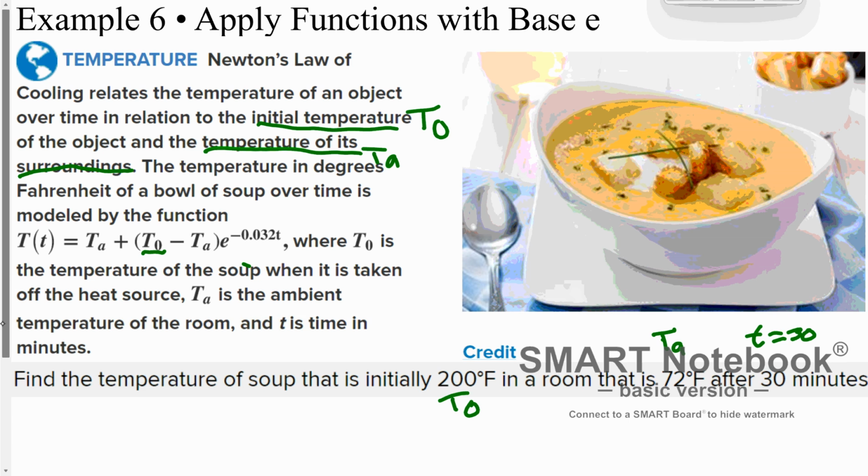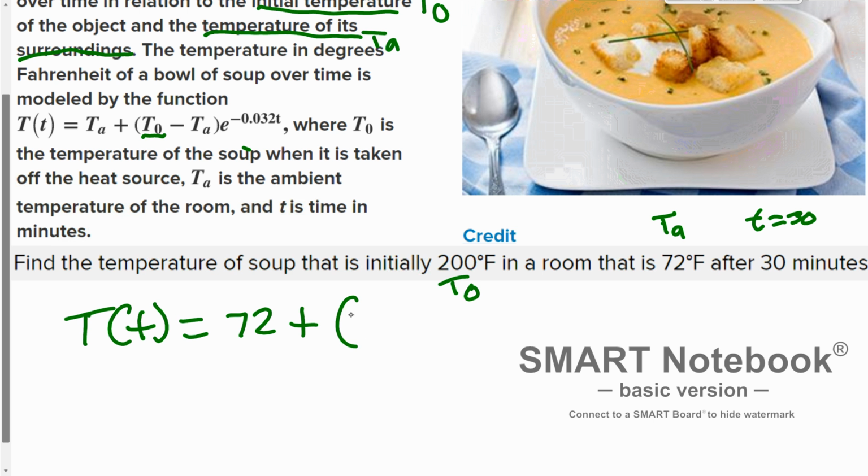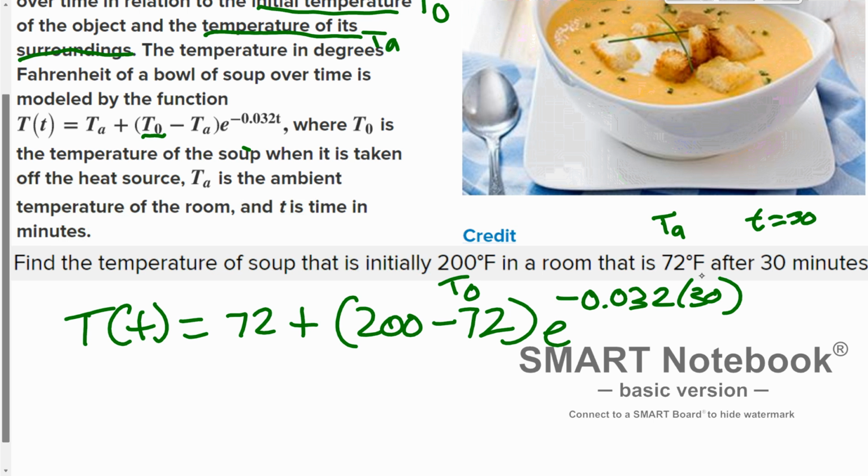And so we're just going to use this formula here, enter it in, and then find out what the temperature is after 30 minutes. So T sub A is 72 plus T sub 0, which is 200, minus T sub A, so that's 72 again, times e raised to the negative 0.03 times 30. You can enter all this into your calculator just like this, and it should be all fine. Just make sure you put parentheses where you need them.